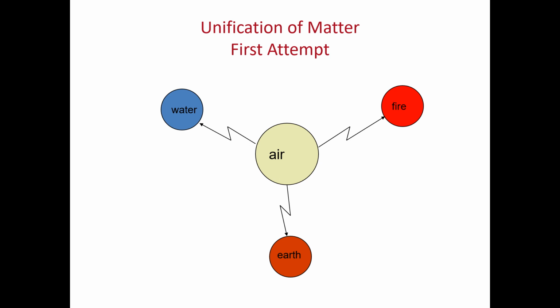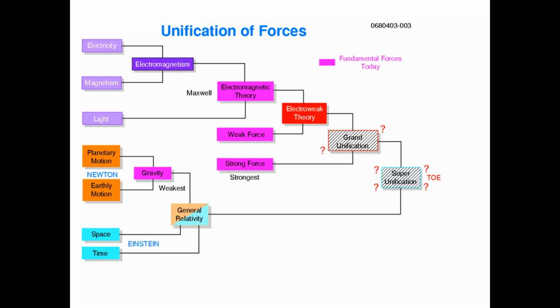So this is the first attempt at unification by the early people working in the field of science. Then we have some of the effort for the unification of the forces, as in the standard model, where people tried to unify the different interactions.